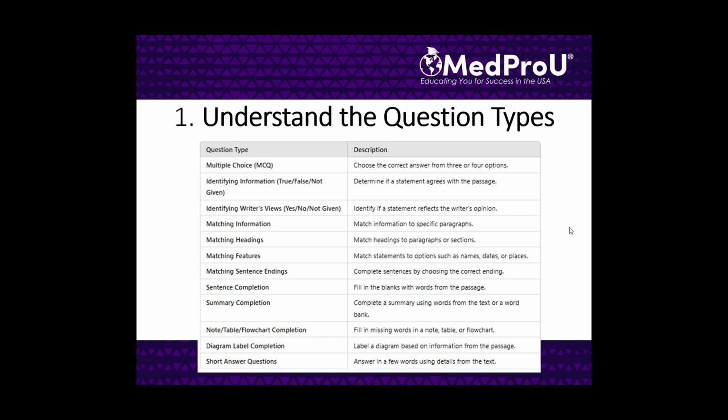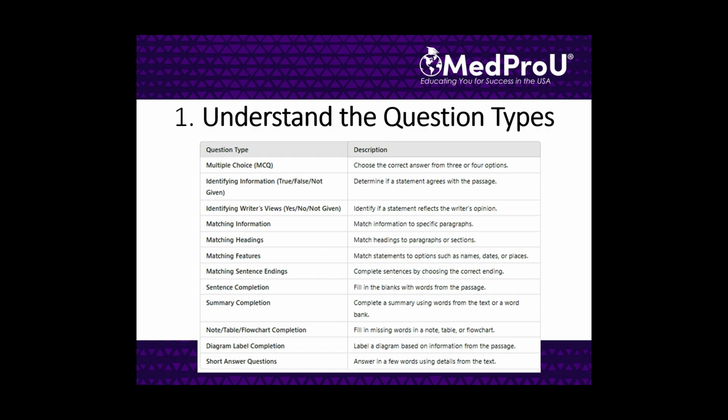I'm going to share with you some tips, and let's start with tip number one. The first thing that you need to do in IELTS reading is to understand the different question types. We have multiple choice: you just have to choose the correct answer from the three or four options. We also have identifying information. You will be asked whether it's true, false, or not given, so you will determine if the statement agrees, disagrees, or you cannot verify it in the passage.